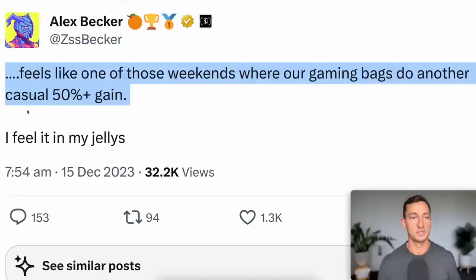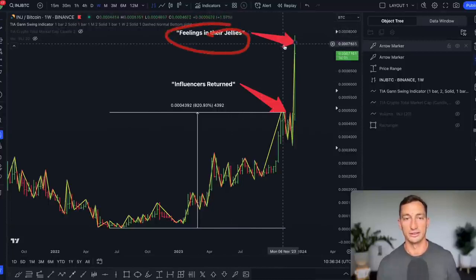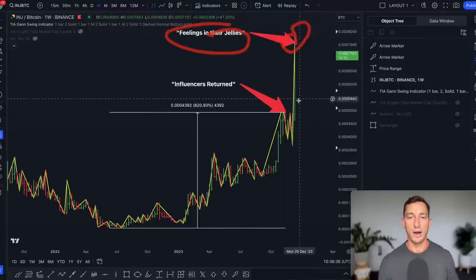Now, this was the thing I saw this morning, which got me thinking, feels like another one of those weekends where our gaming bags do another casual 50%. I mean, cryptos can go up, but unless you take profits, then it's all just garbage at the end of the day. So feelings of their jellies, or feelings in their jellies, right up here, right at the top.